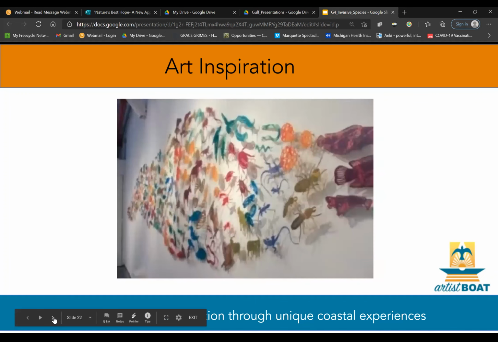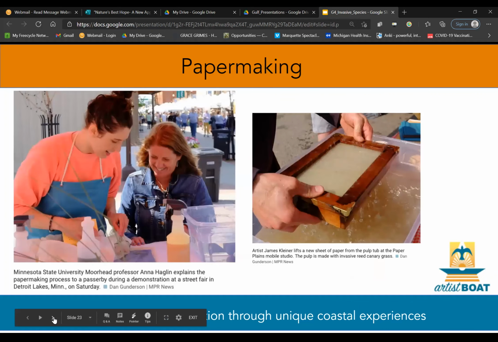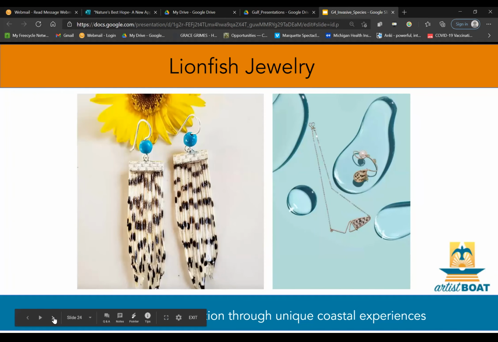Moving into some art inspiration surrounding invasive species, we're first going to look at Minnesota State University's Anna Haglin. So she noticed that they had a lot of invasive prairie plants. And so their solution was to actually create their own paper from the invasive reed canary grass. The second artist that we're going to highlight is this Belizean jeweler who would add sea glass, shells, and gemstones. But then 4 years ago, she decided, why not add lionfish fins?